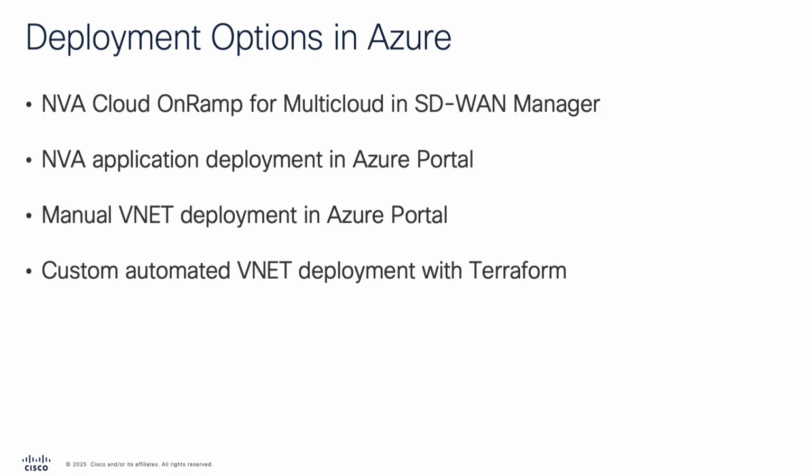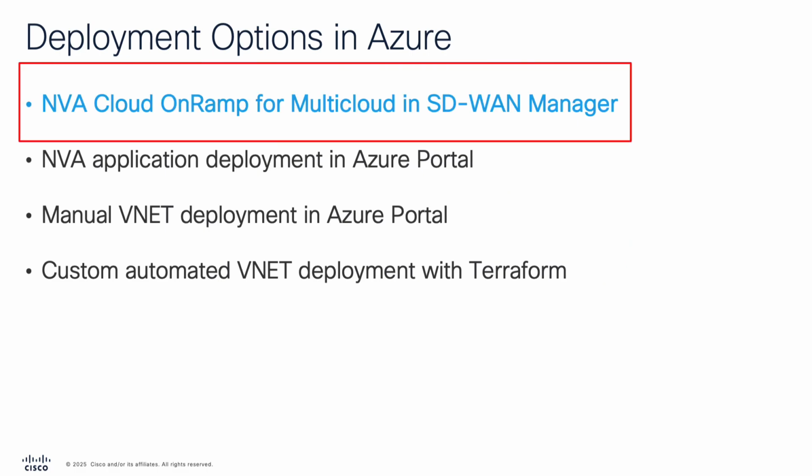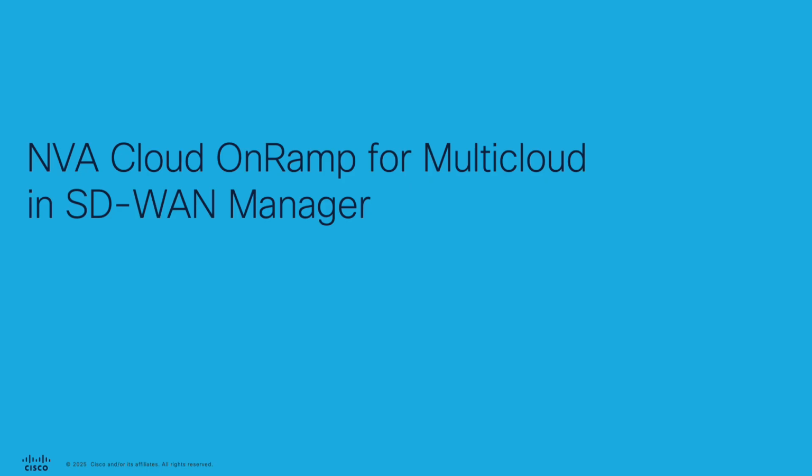Cisco SD-WAN gives you multiple ways to build your cloud presence with Catalyst 8000V. NVA with Cloud OnRamp for Multicloud, NVA application deployment in Azure Portal, manual VNet deployment via Azure Portal, and custom automated VNet deployment with Terraform scripts. In this video, we will cover the first option. Stay tuned for the next parts showing other deployments.